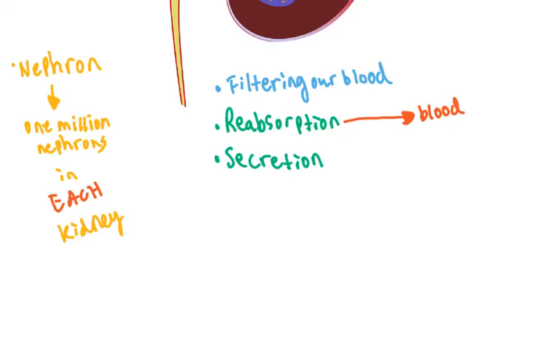So let's just differentiate like this. Reabsorption is going from the kidney to the blood. And when we're talking about secretion, just to generalize it, it's going from the blood back to the kidney, which is what the term secretion generally means.